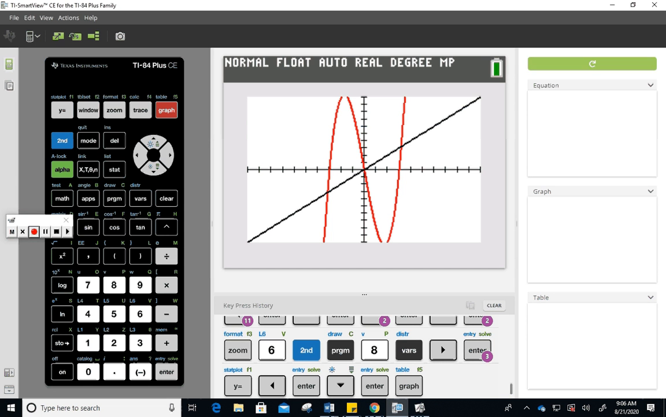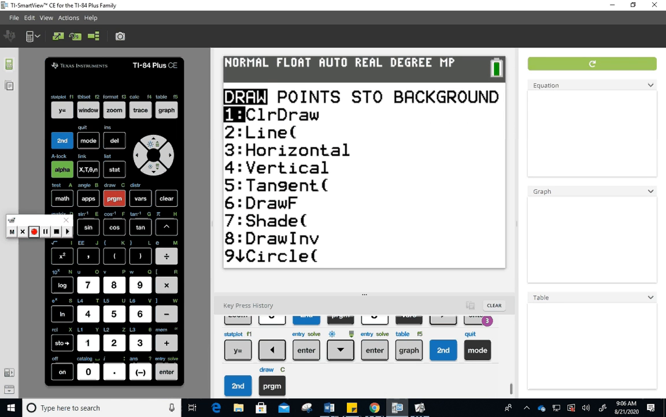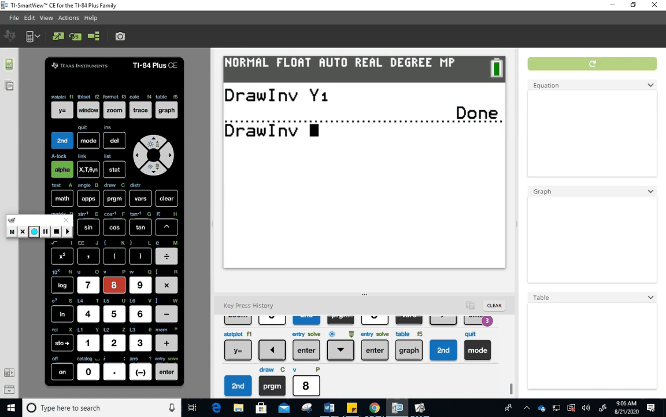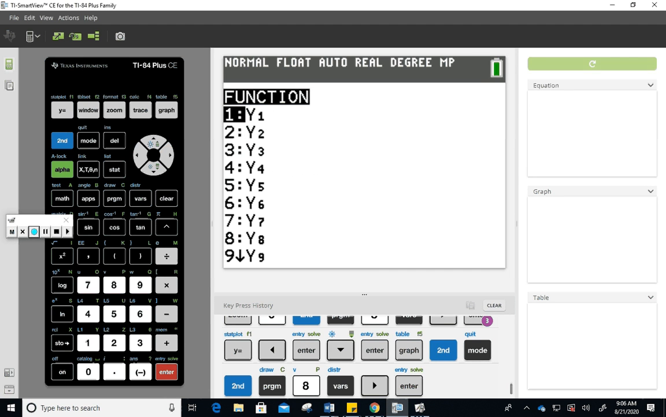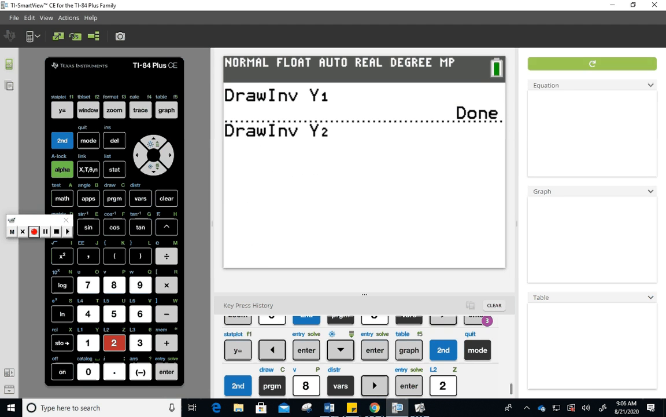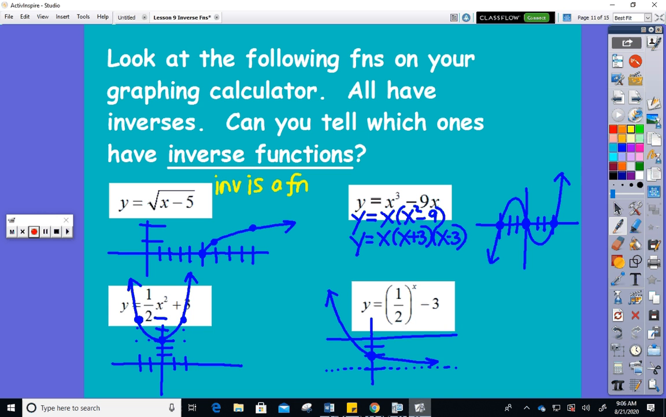So I'm going to go to my home screen, so second quit. I'm going to draw inverse, so second draw menu. Draw inverse is choice 8. Now this guy I think was in y2, so I need to pick up y2, so variables menu, y variables, function, choice 2 is y2. And so instantly I see the inverse. Whoa, that blue graph that just got drawn, that fails the vertical line test. So I'm going to come back over here and make a note that the inverse exists, but it is not a function.